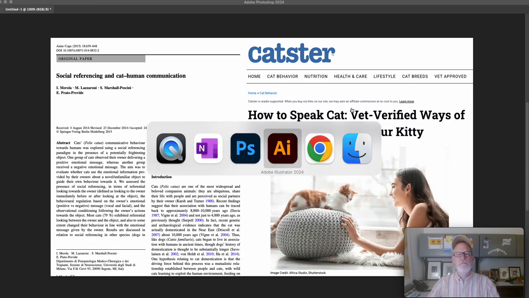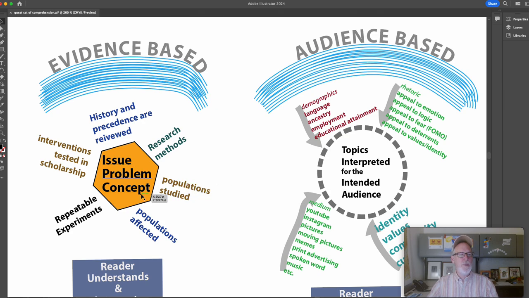Let me show you a diagram. This is another way of looking at it. So evidence-based materials, this is what we hope our doctors and dentists and lawyers will use. They don't want to be influenced by who wrote it or when they wrote it or what they were feeling or thinking about that. They just want the evidence, just the ingredients. So research methods, interventions tested in scholarship, history and precedents. This is meant to be a lens, by the way. We're looking through a lens at the evidence. Population studied. The issue and the problem and the concept is well defined. The experiments are repeatable. Sometimes it talks about the outcomes.